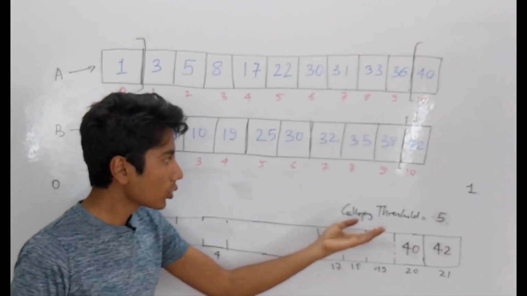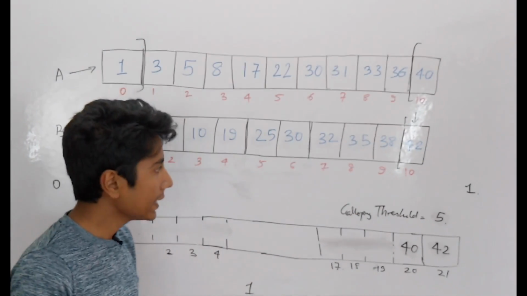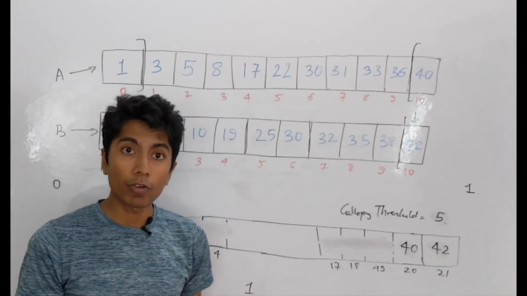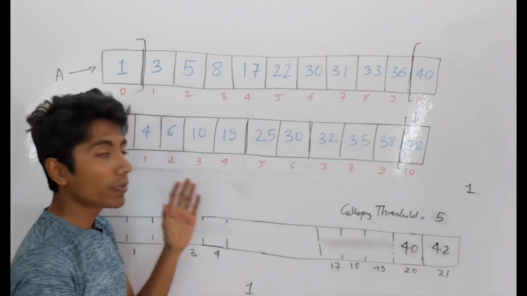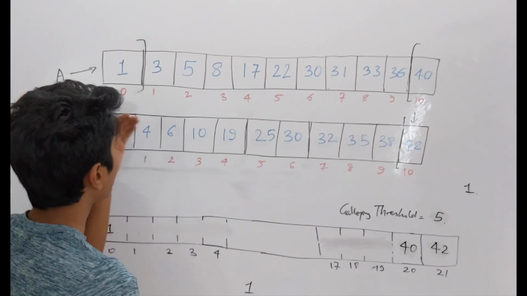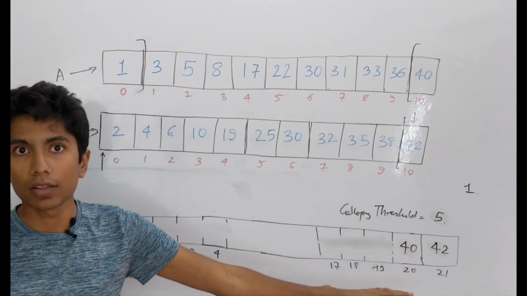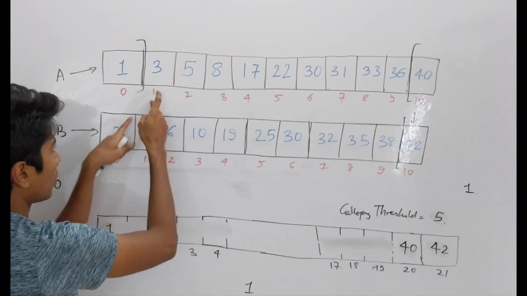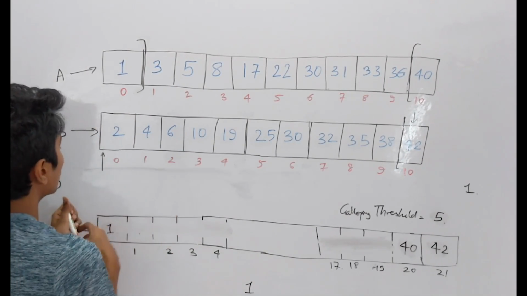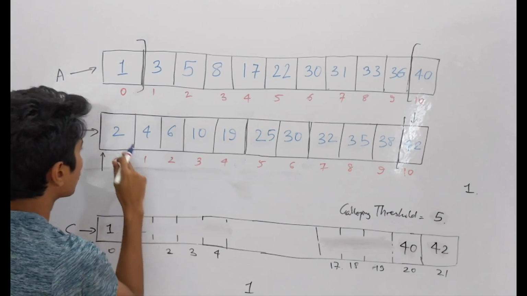An important point to notice here is that you do not enter the galloping mode by default. What you need to do to even enter the galloping mode is to have lots of elements coming from a single array. Because the galloping threshold is 5, you need at least 5 elements consecutively from either A or B before you enter the galloping mode. So assume that we got 3 as the next element to be copied, or let's say 2. 2 is the next element to be copied, so 2 comes over here.